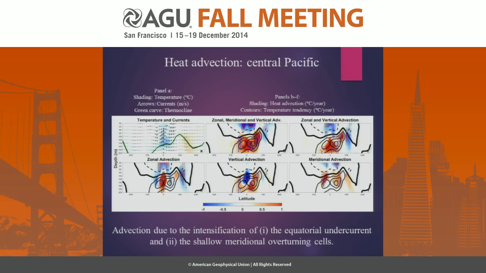If we decompose this advection into the different terms, we see that first, the off-equatorial meridional convergence explains a fraction of the subsurface warming above the thermocline, but we also have the role of the intensification of the equatorial undercurrent, which explains the warming near the equator at deeper depths.